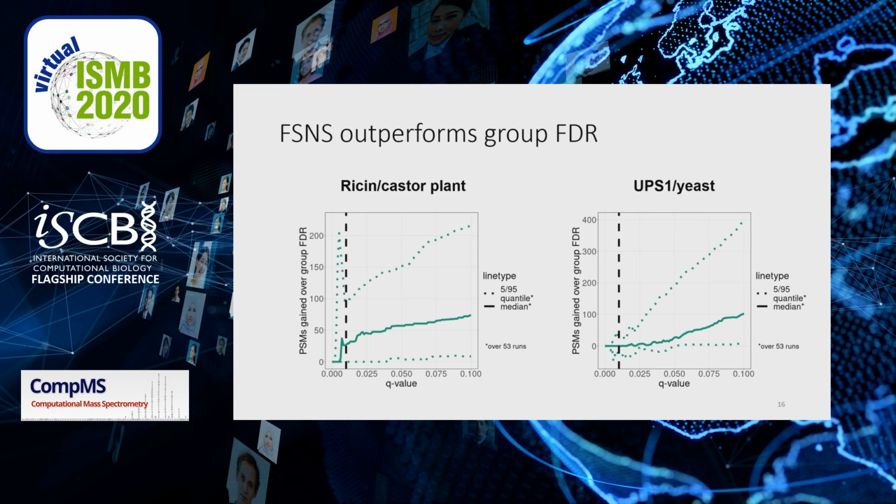Looking at a second data set where we consider UPS1 relevant and yeast irrelevant, we see the same general trend, just not to the same scale, where FSNS outperforms group FDR.